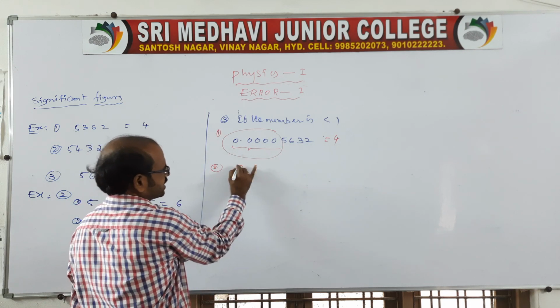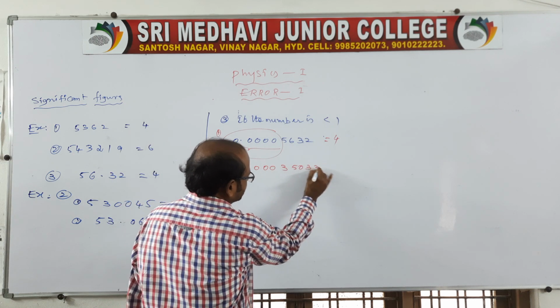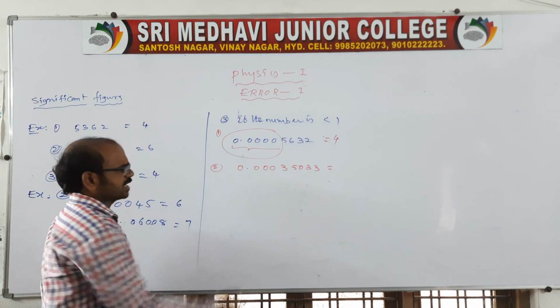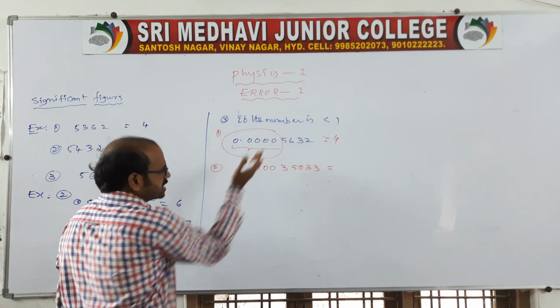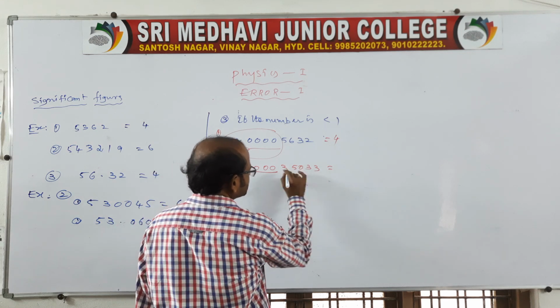Suppose I give a second example: 0.00350223. Sir, what is the significant count? Again, it is less than 1, so you leave all the leading zeros and take the remaining: 1, 2, 3, 4, 5 is the significant count.